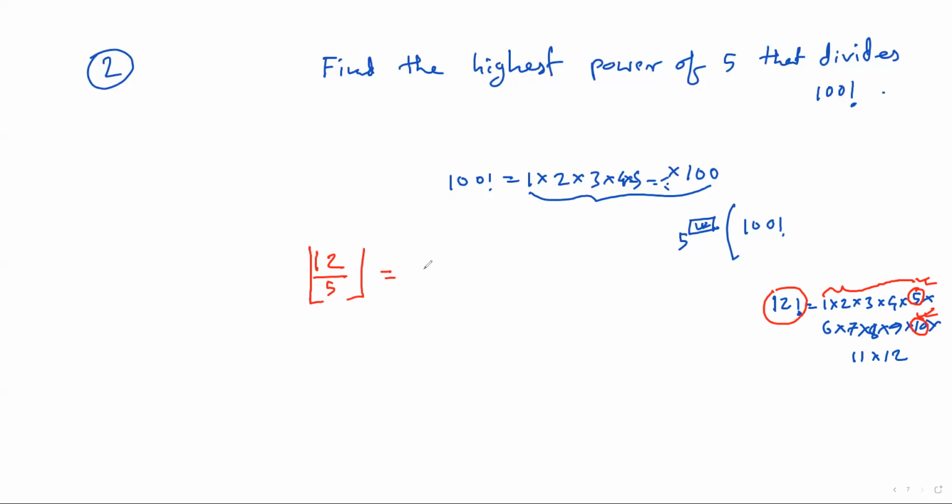If you divide 12 by 5, you get 2.4. So this 2 means you got up to 10. And this 0.4 means you were on the way to get to 15, but you were not quite there, right? So this row is going to be cancelled. And that is why we took the floor function to get 2. But if you treat 100 factorial in the same way and just write 100 by 5 floor, then you are not going to be correct.